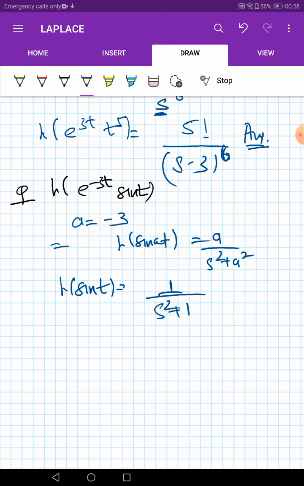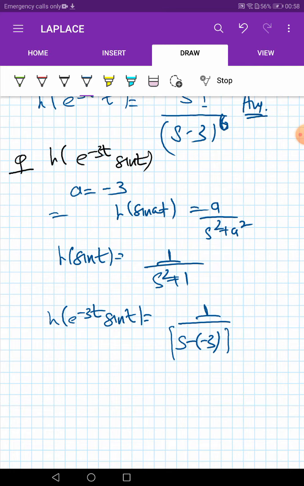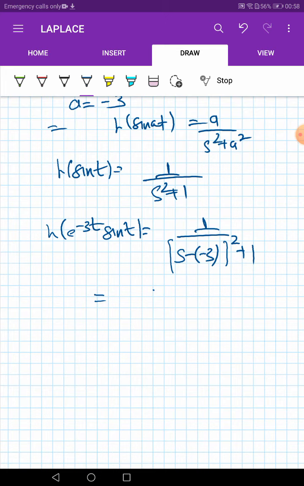Now, since a is equal to minus 3, we need to replace s with s minus a. So the Laplace function of e power minus 3t sin t will be 1 by (s minus (minus 3)) square plus 1. So you will get finally 1 by (s plus 3) square plus 1. So this is our answer.